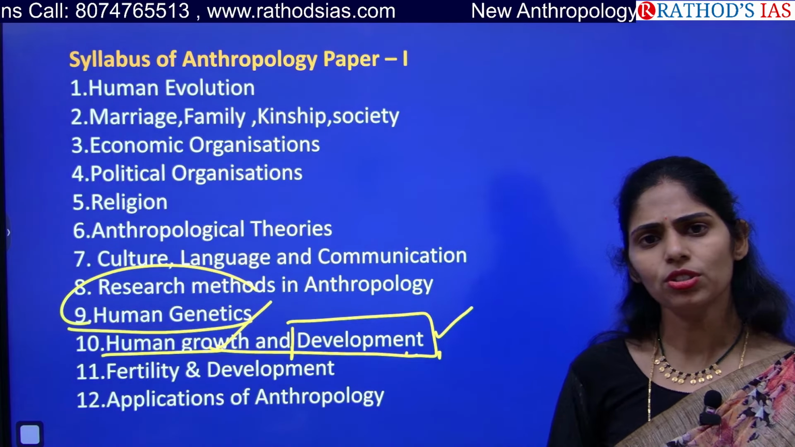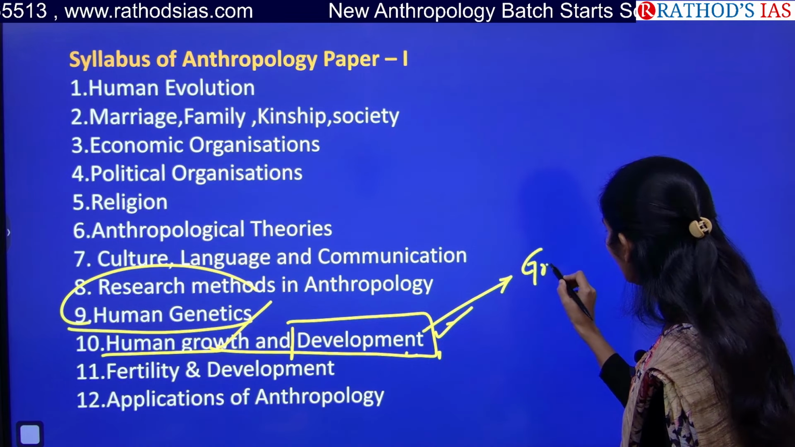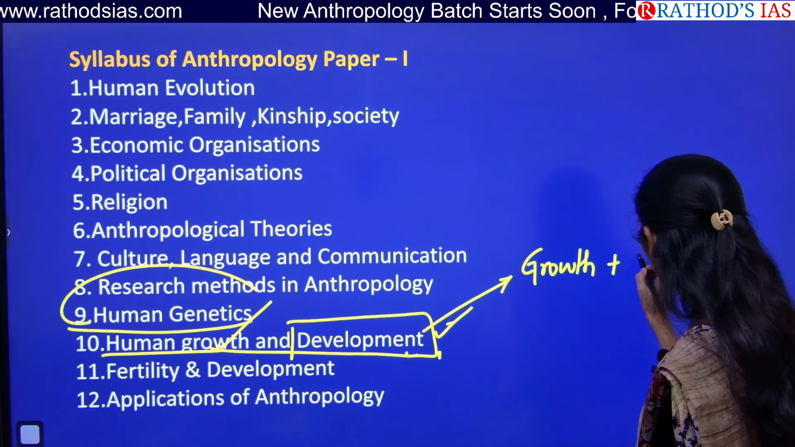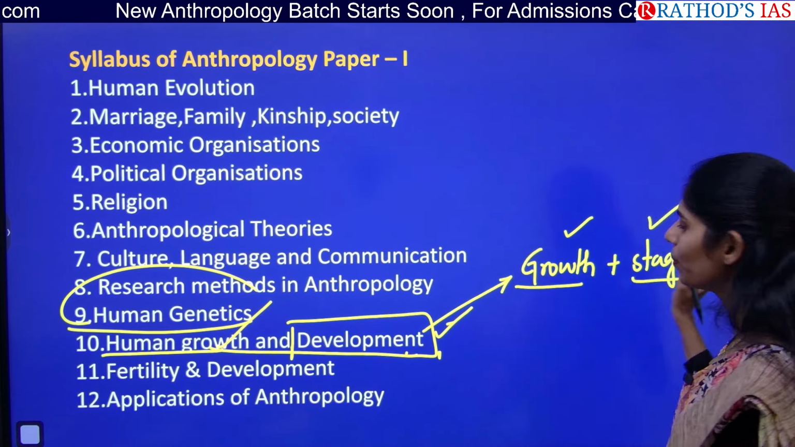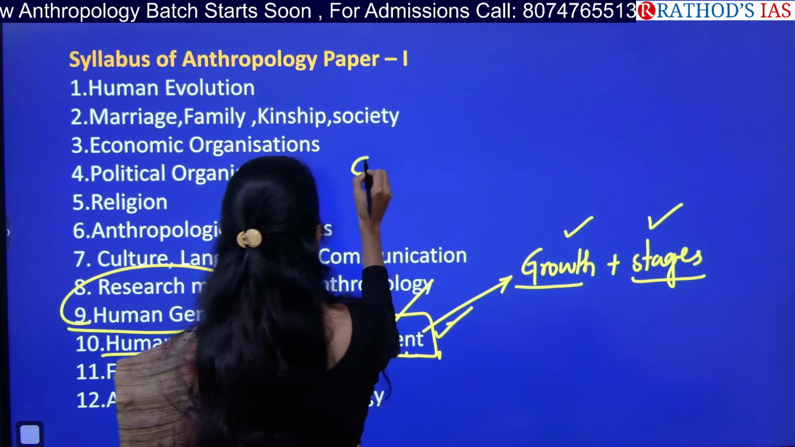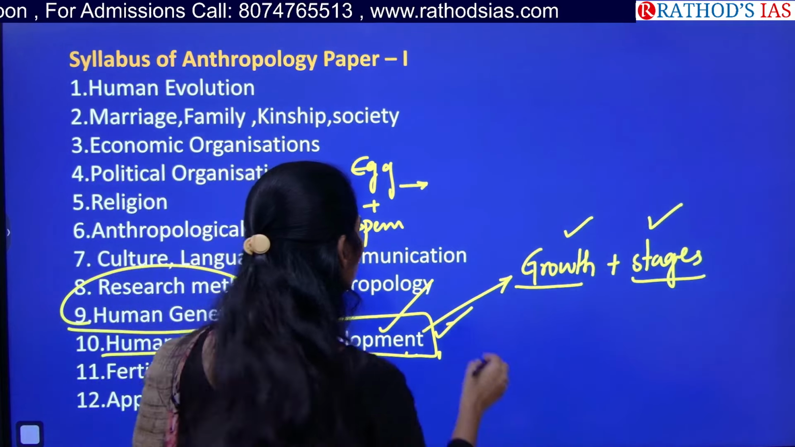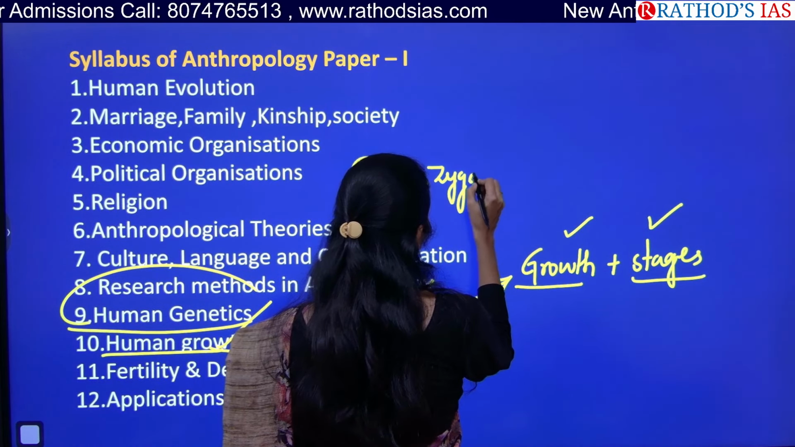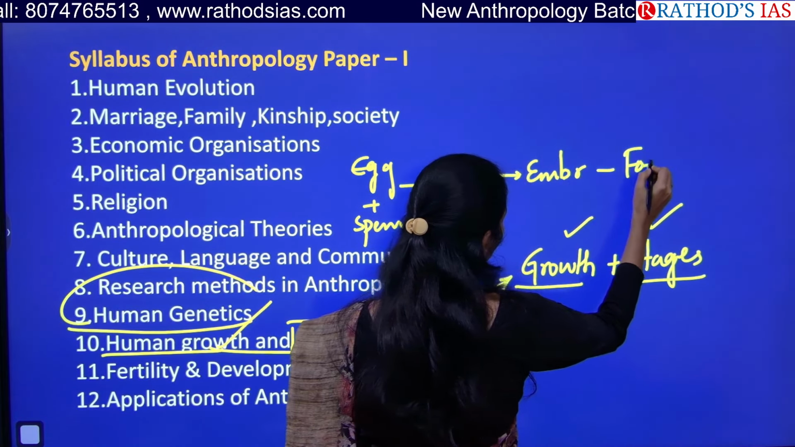If you see, what does development include? Development includes two important things. We need growth obviously, and we need improvement in stages. So whenever there is growth along with improvement in stages, that condition is called development. For example, the egg and sperm come and meet. After the egg and sperm meet, that condition is called fertilization. After fertilization, the zygote forms.